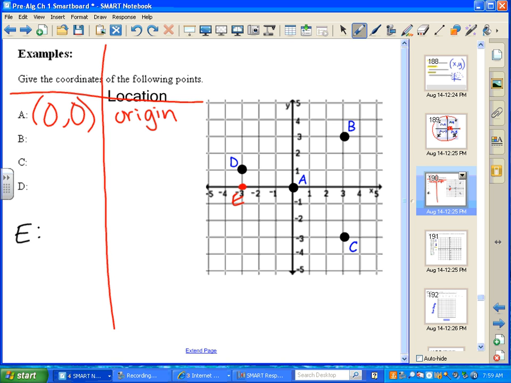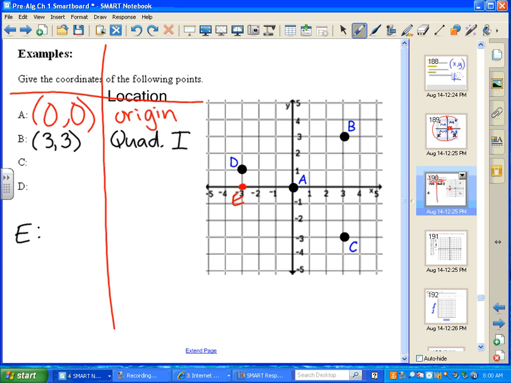Okay, letter B. What is the ordered pair? What is the location? Annalise, what's the ordered pair? Good. You're good. 3, 3. Sean, what's the location? Good. Positive, positive. Awesome. Quadrant 1. So I'm just going to abbreviate quad 1. You can just write the 1.